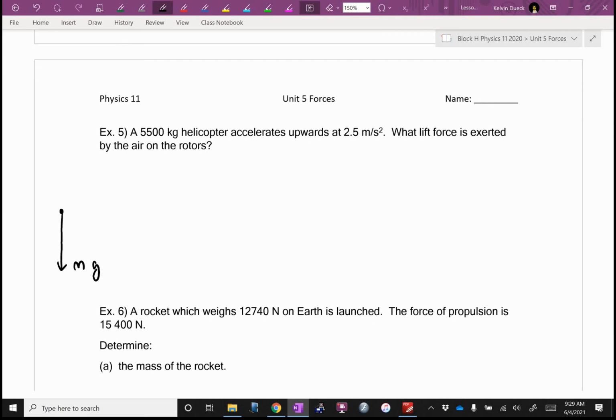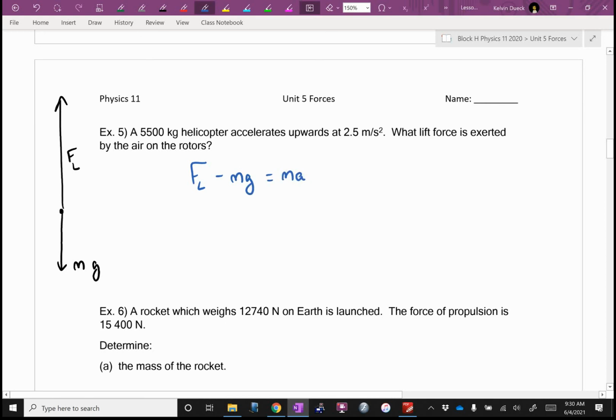Bigger, smaller, or the same size as mg? How do I know? What if the helicopter wants to accelerate down? Then lift force would be smaller, okay? But let's exaggerate it. Is that okay, Liam? Okay. Liz, who's winning? Who's losing? What does winner minus loser always equal?